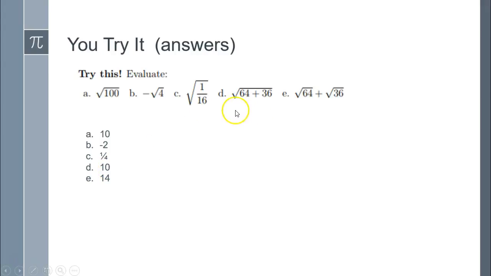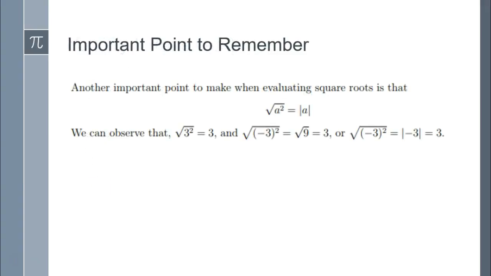That works. For D, you add the two things together and get 100, then take the square root and you get 10. But in E, the order of operations is different because the addition is not inside the radical with the numbers. So you get the square root of 64 is 8, the square root of 36 is 6, and when you add them, you get 14. Hopefully that is clear to you. If not, we need to get you some more practice.